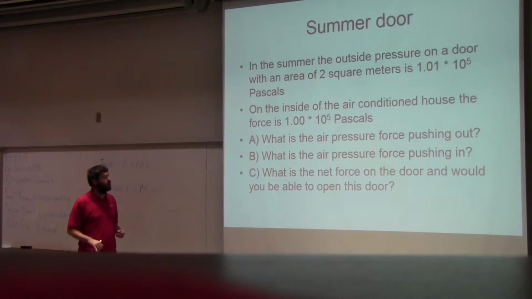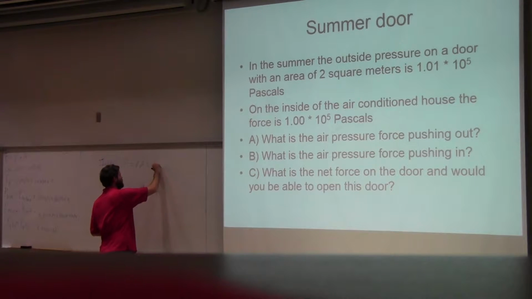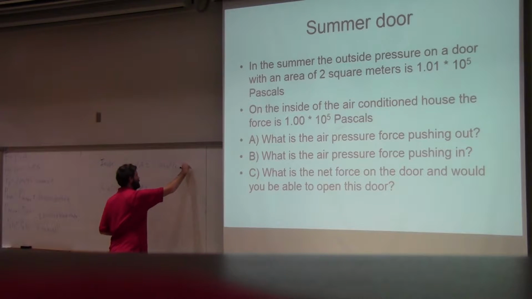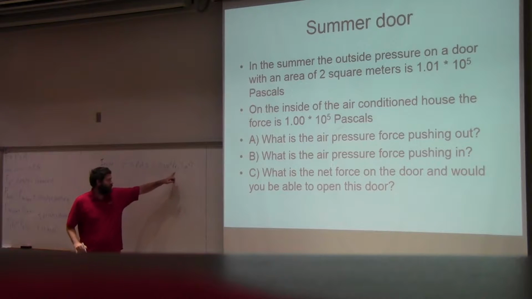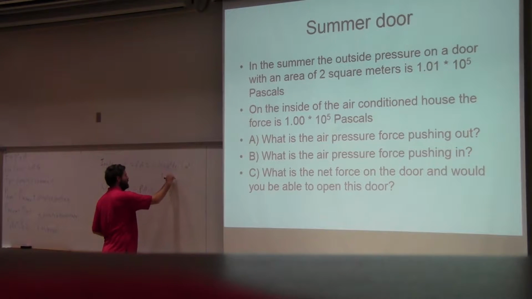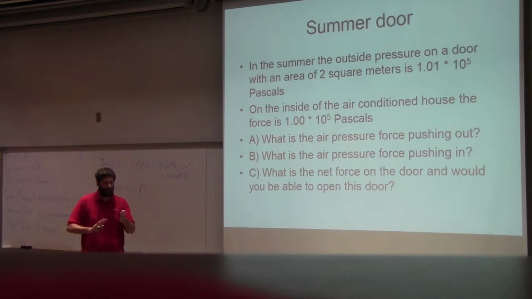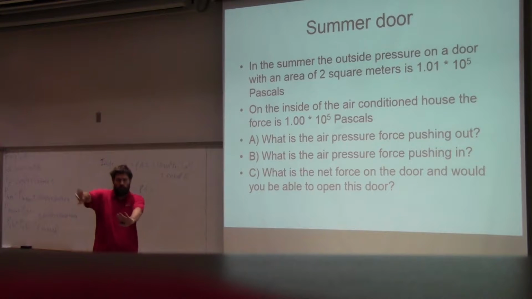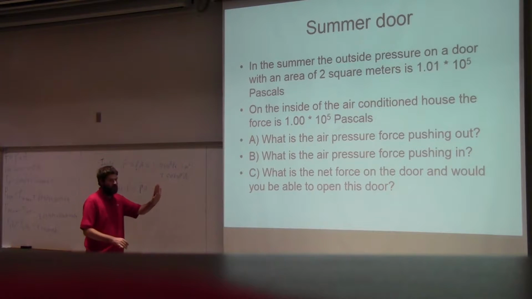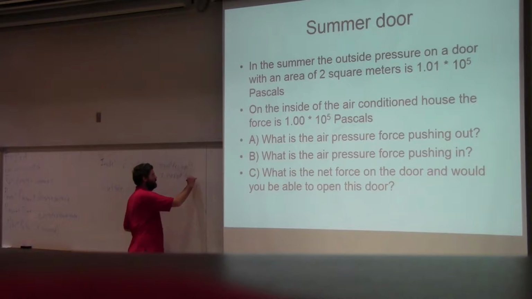Alright, so on the inside, it is 1.00 times 10 to the 5th pascals times 2 meters squared. And a pascal times a square meter is a newton. So this is 2.00 times 10 to the 5th newtons. And the direction, because pressure is every direction, force is not. So the force is going to be basically based on the surface. So it pushes against the surface. Since we have the door, it's going to push outwards.